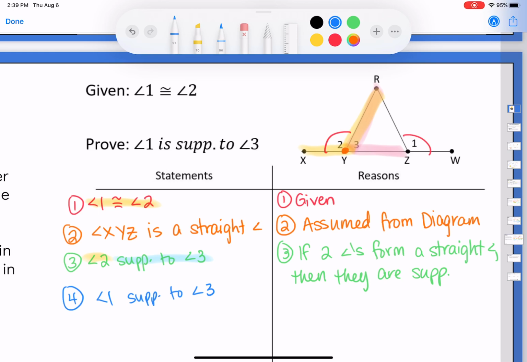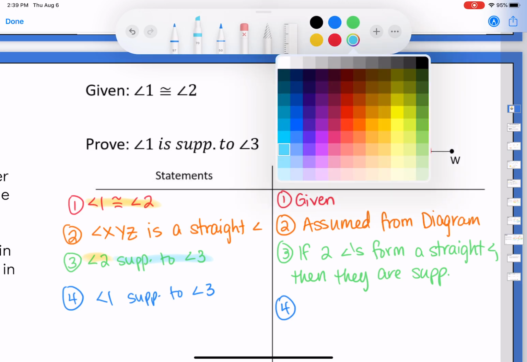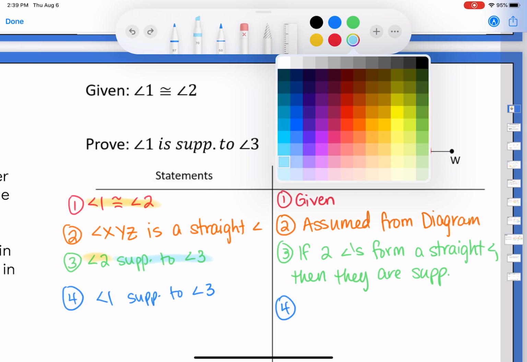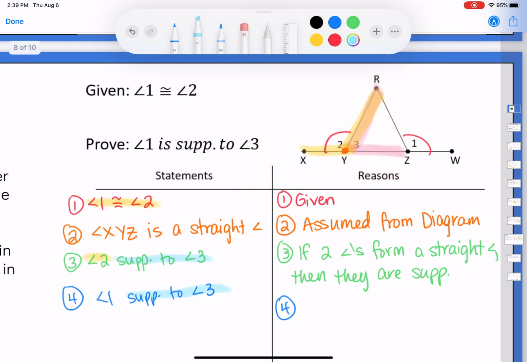Now notice the step that I'm writing right now, where I'm trying to figure out my if-then or my reason. This is not a congruent step. This step that I'm figuring out right now is supplementary to, right? This is not a congruent step, so this is not going to be transitive. This is substitution. So substitution property.